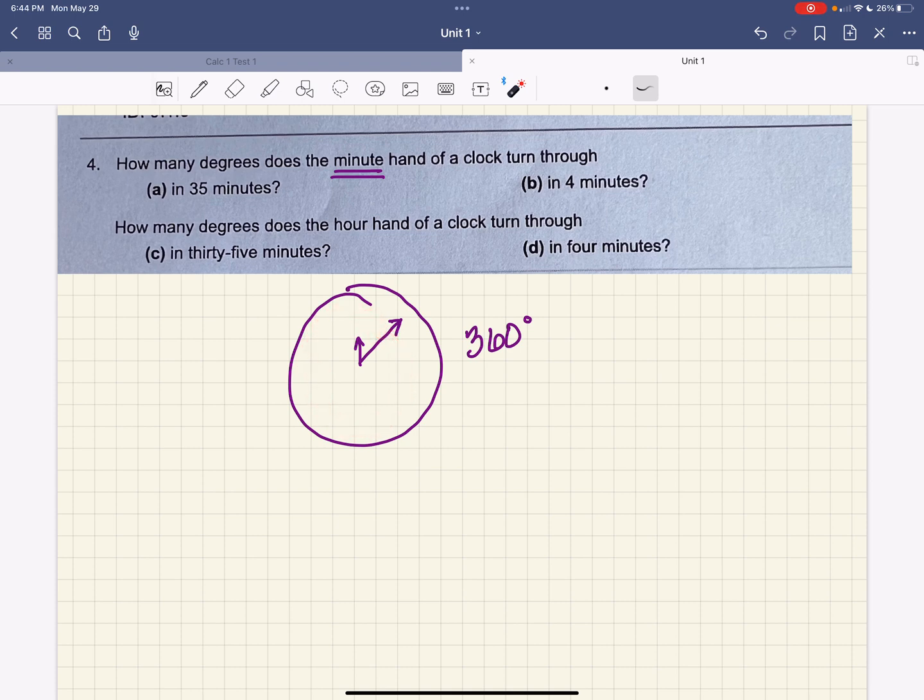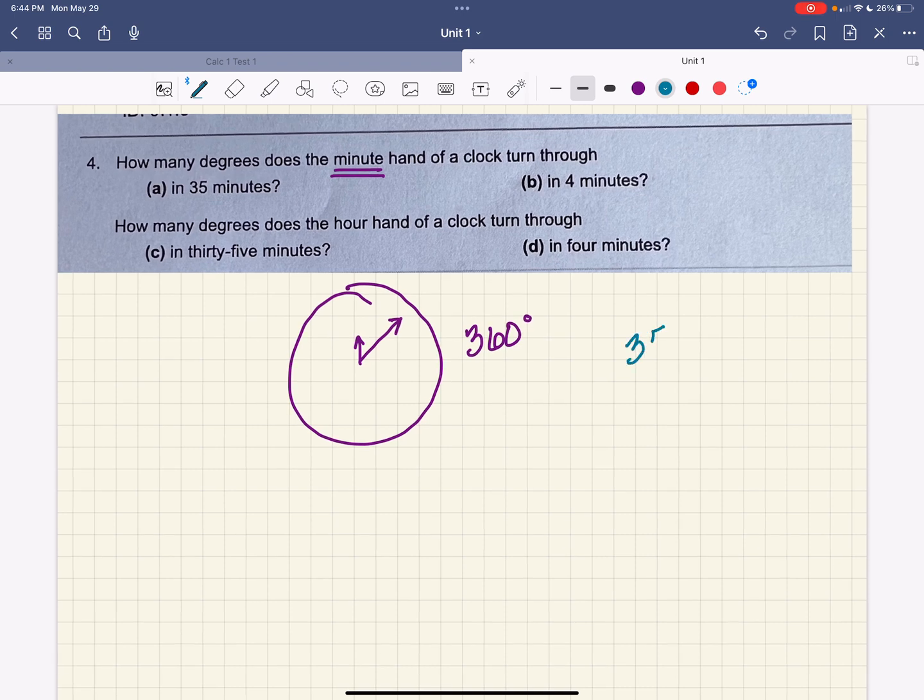So the way that I want to set this up is to set up a proportion. So I have 35 minutes, and we're talking about how many minutes it takes for the minute hand to go all the way around. So we are taking this around 35 out of 60 minutes. And we want to know how many degrees is that over 360 degrees. Okay, so we've just set up a proportion.